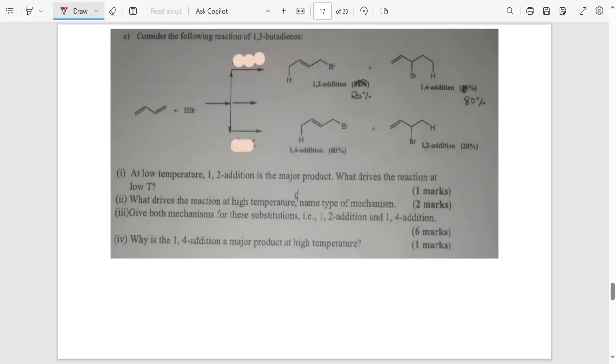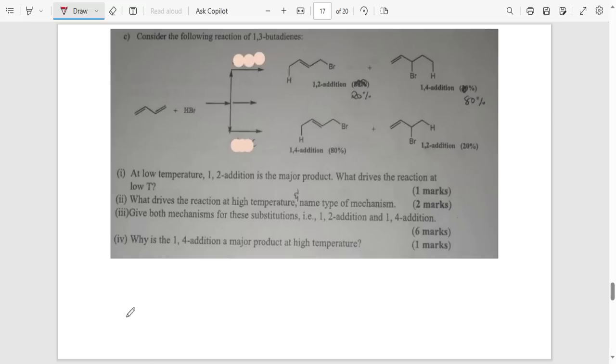And then you also have this question here. Consider the following reactions of 1,3 butadiene. At low temperature, 1,2 addition is a major product. What drives the reaction at low temperature?